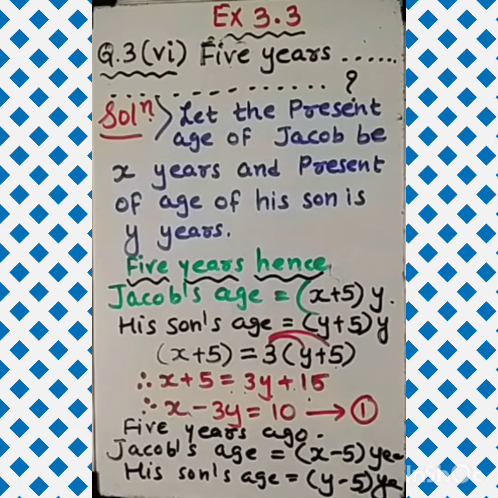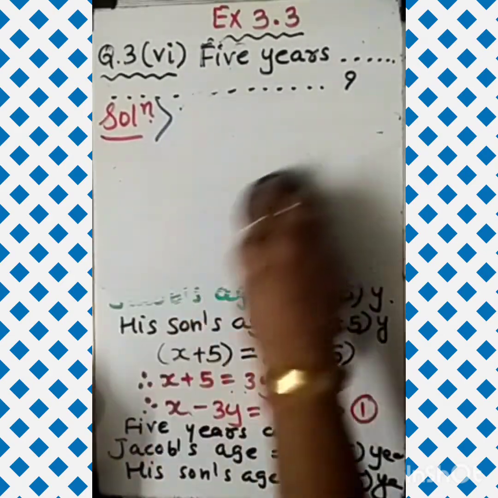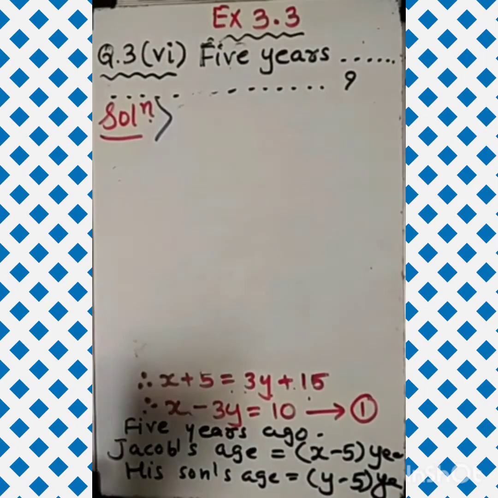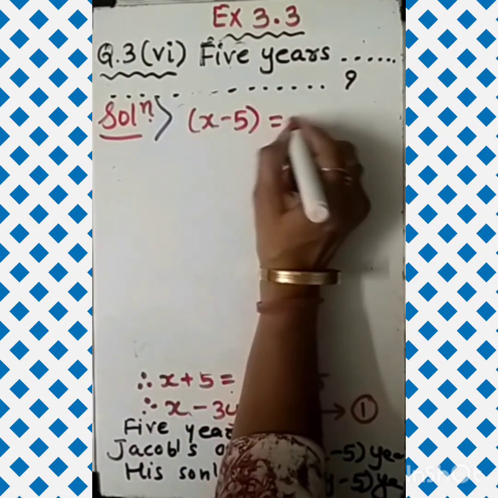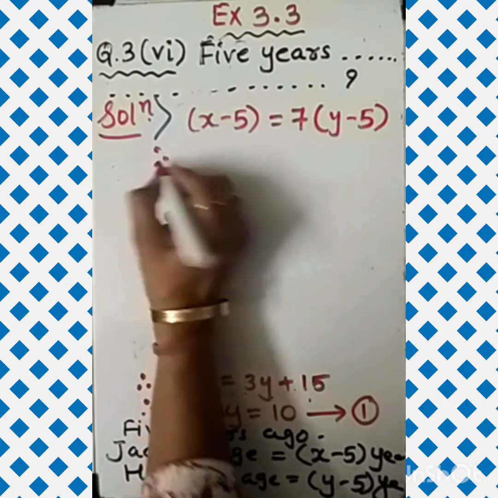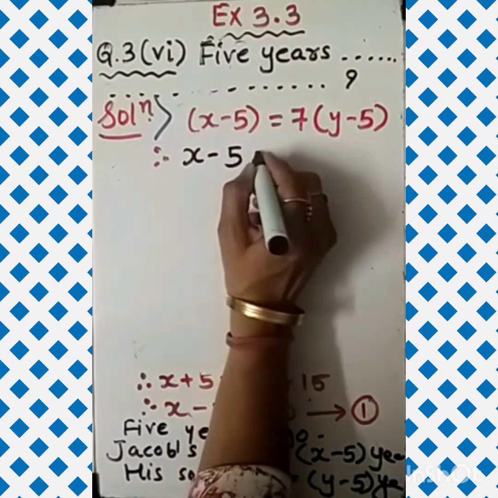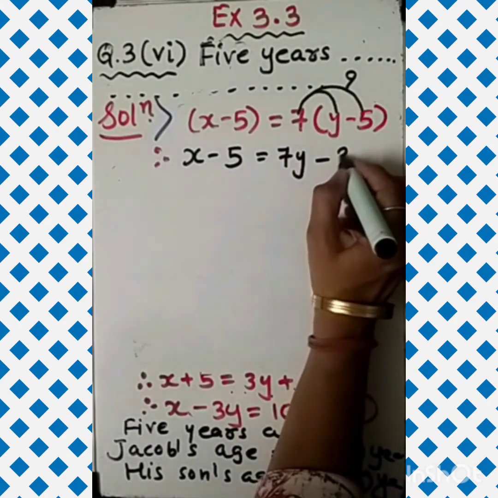Now it is 7 times. We are given that it is 7 times of his son's age. So let's go with the second equation. If I form an equation, then what was Jacob's age 5 years back? That is X minus 5, and that is 7 times of Y minus 5. Therefore, let's simplify. X minus 5 remains the same. Now 7 into Y gives 7y, and 7 times 5 is 35.